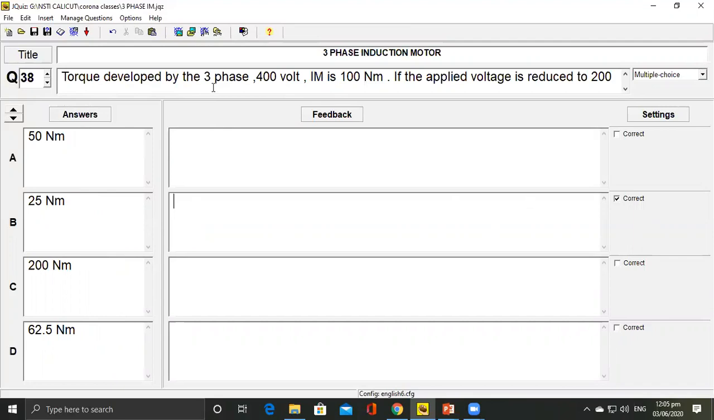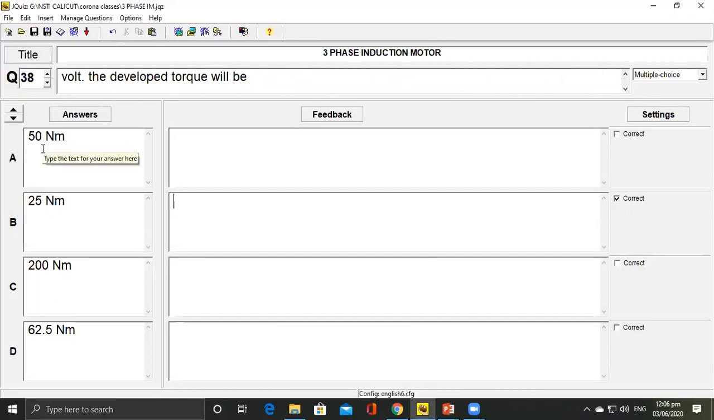The next question: torque developed by a three-phase 400 volt induction motor is 100 Newton meter. If the applied voltage is reduced to 200 volt, the developed torque will be? First condition, we are giving 400 volt, and the torque is 100 Newton meter. Second time we are applying only 200 volt, so the voltage is reduced. What will be your torque? Option A 50 Newton meter, option B 25 Newton meter, option C 200 Newton meter, option D 62.5 Newton meter.